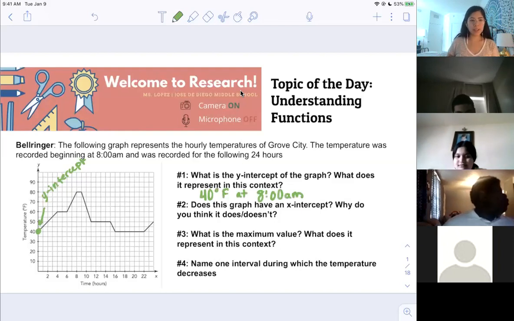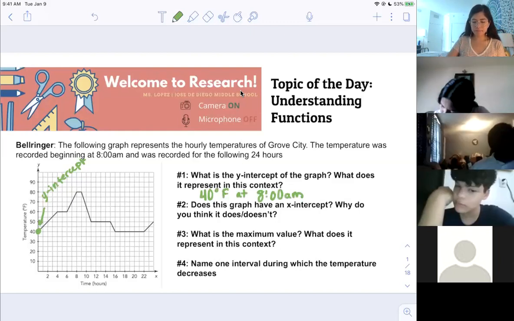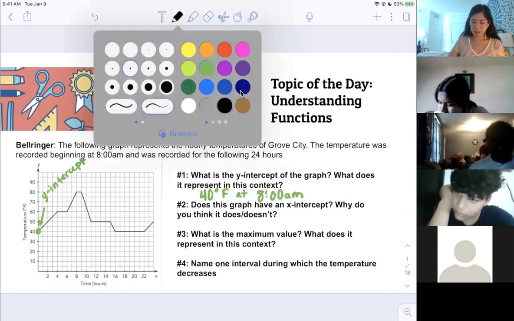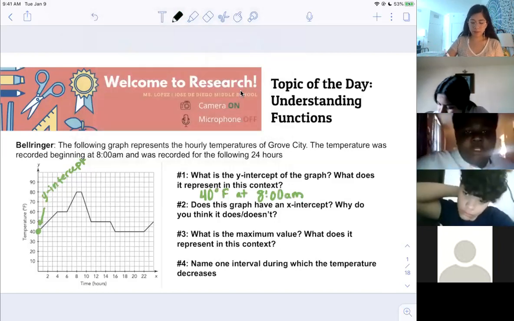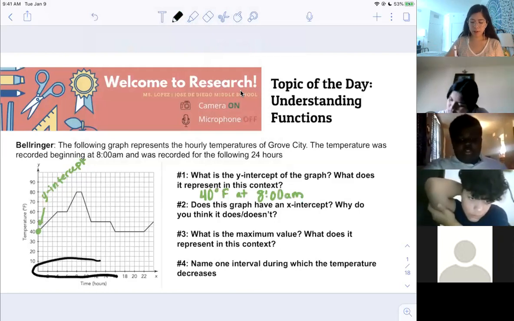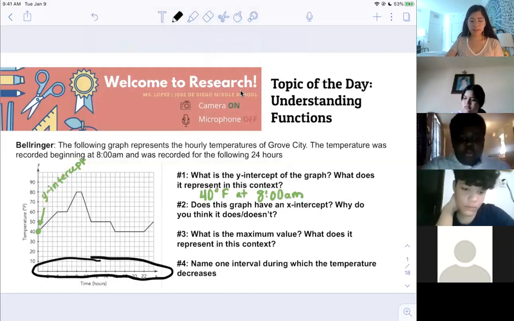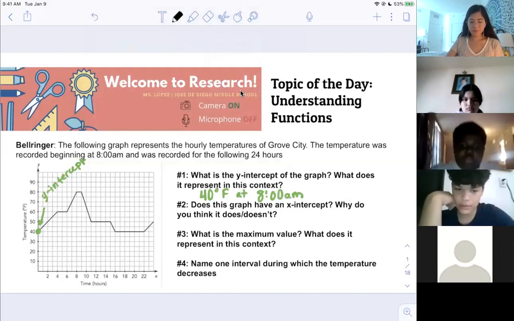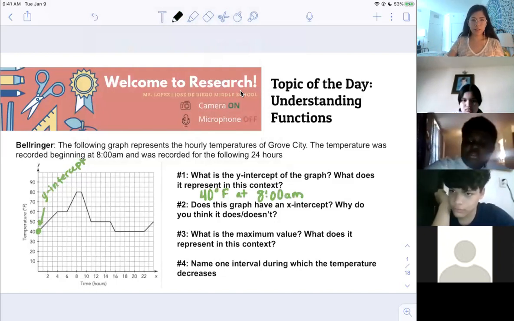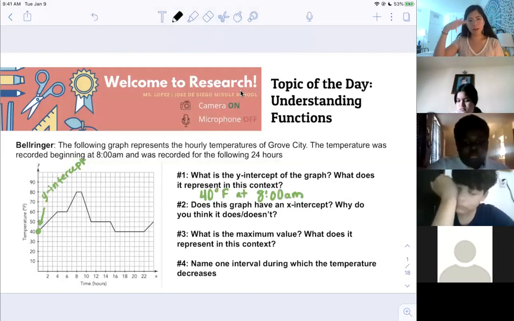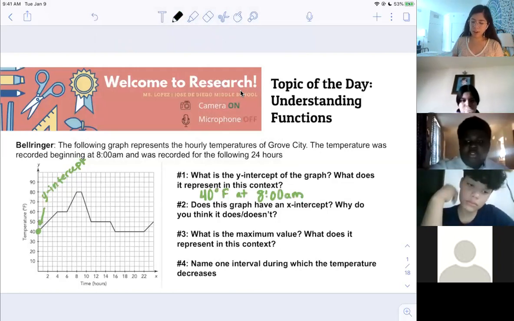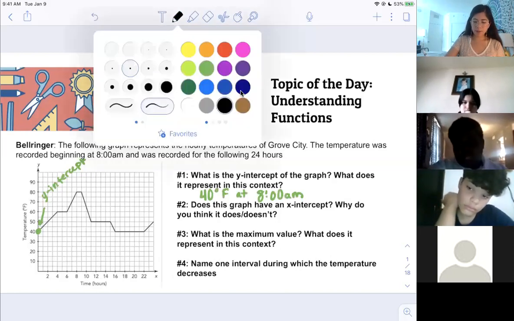So that's the y-intercept. And then the second question says, does this graph have an x-intercept? No. That's right. Now an x-intercept is very similar to a y-intercept. It's just you're looking for a place where the graph crosses the x-axis. This graph doesn't really go that far down. It stays on 40 and above, right? It doesn't go below 40. So this graph does not have an x-intercept.